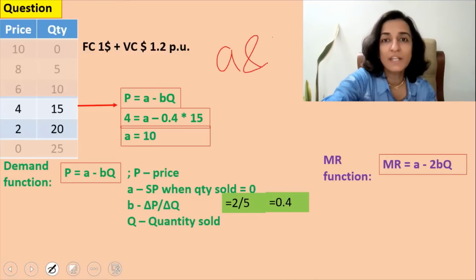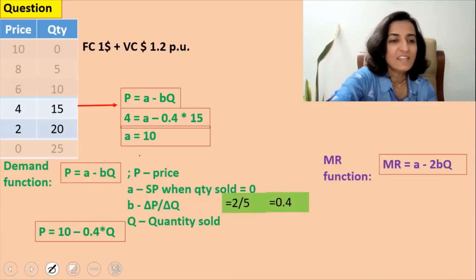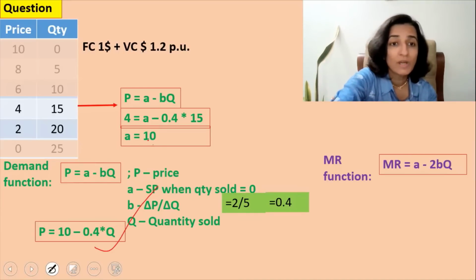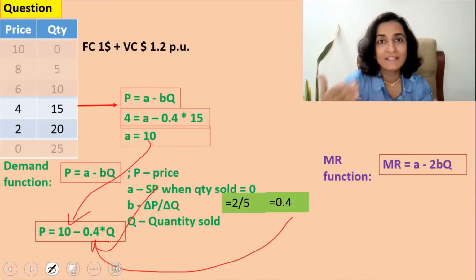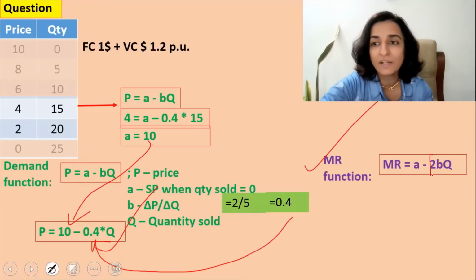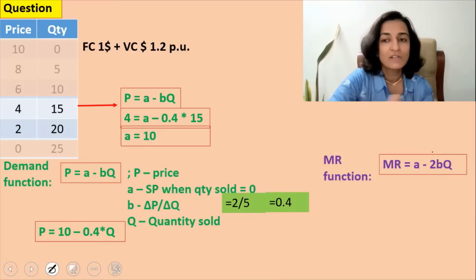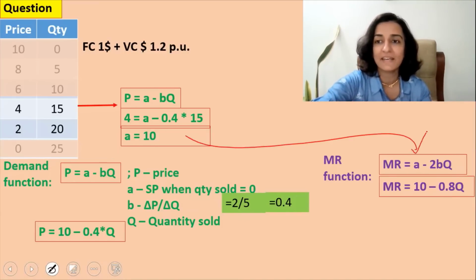Now, once we know the values of A and B, it means that our demand equation is complete. P is equal to 10 minus 0.4Q. 10 is the value of A and 0.4 is the value of B. And since we've got the demand equation, it is very easy to find out the marginal revenue function because the only thing that you have to add is a 2 to the demand equation. So what is the marginal revenue function? Marginal revenue function is 10 minus 0.8Q. And how did I get this? Because we know that A is 10 and we know that the value of B is 0.4. So substituting those figures, we get the marginal revenue function as 10 minus 0.8Q.